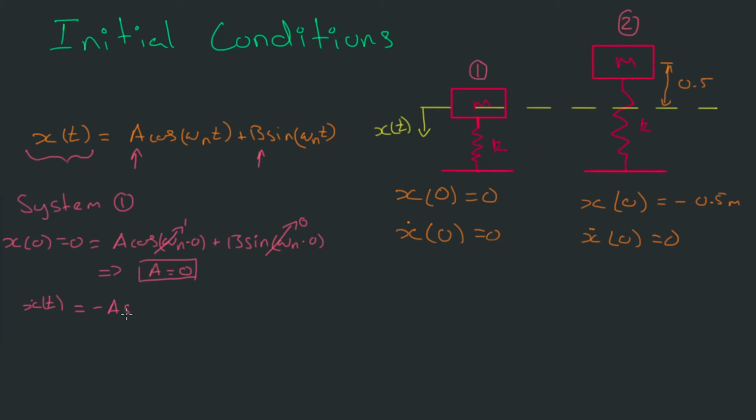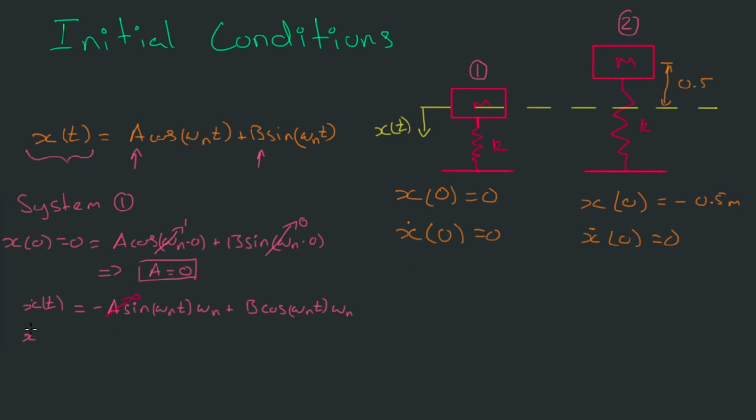Now the derivative of a cosine is a negative sine, omega n t. Now we need to bring out an omega n as well, plus b cosine omega n t, and we have to bring out an omega n. So now we know that a is equal to 0, so all we need to focus on is this right-hand side, and let's plug in our initial condition.